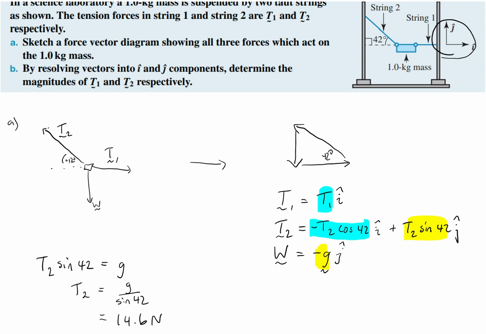Now that we know T2, we can evaluate T1, because T1 over the blue highlighter is equal to negative T2 cos 42. So that means we can take this and go, well, T1 is equal to T2 cos 42, and T2 is 14.6 cos 42, and that equals 10.9. And that's the force on the rope.